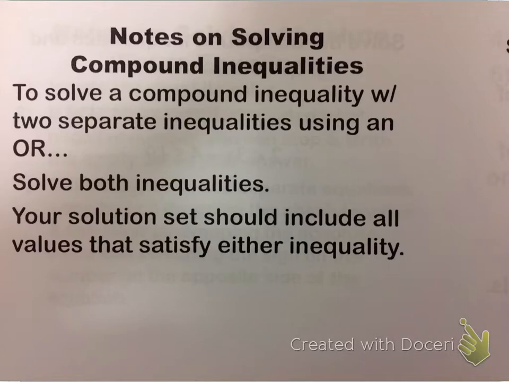You're either going to be given two separate inequalities to solve, and if those two separate inequalities use the word or in between them, then you're going to solve each of the two inequalities, and then your solution set is going to be the set that makes either one of them true. So remember that the word or means that one of them can be true or the other one of them can be true and you'll still be okay. So that's the first situation.